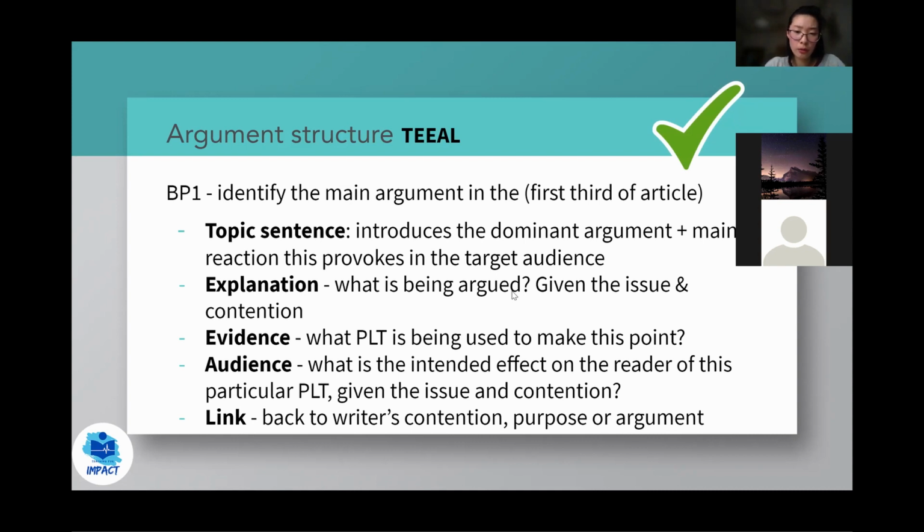So what persuasive technique is being used to make this point. And essentially this is like your tone words, your appeals, all that metalanguage that you'll be familiar with.